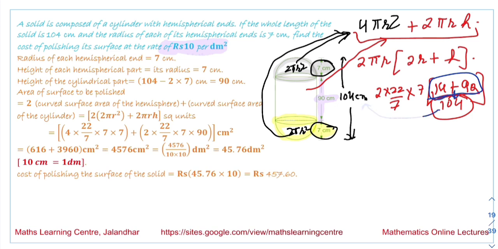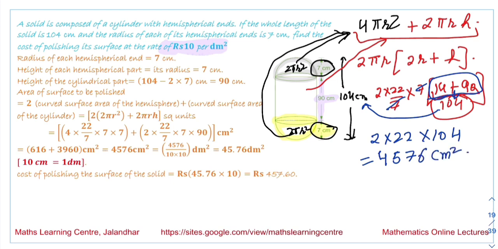This is already given to us. This is the total height over here. These two 7s get cancelled. So the answer you will get is 2 into 22 into 104, and this comes out to be 4576 centimeter square. Now next we have to find the cost of polishing its surface at the rate of rupees 10 per decimeter square.